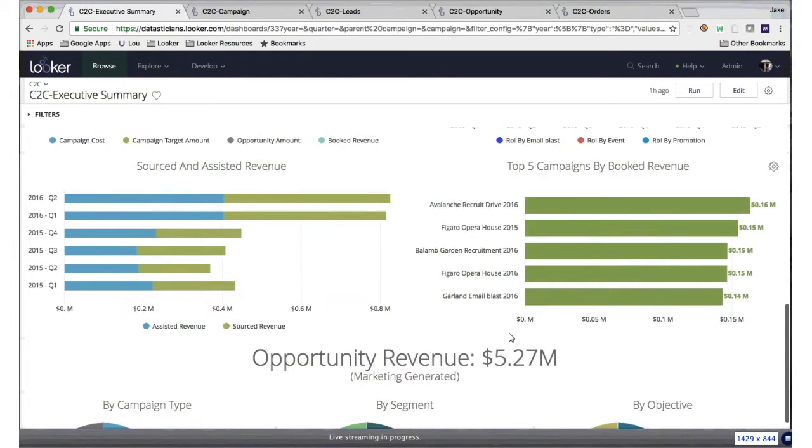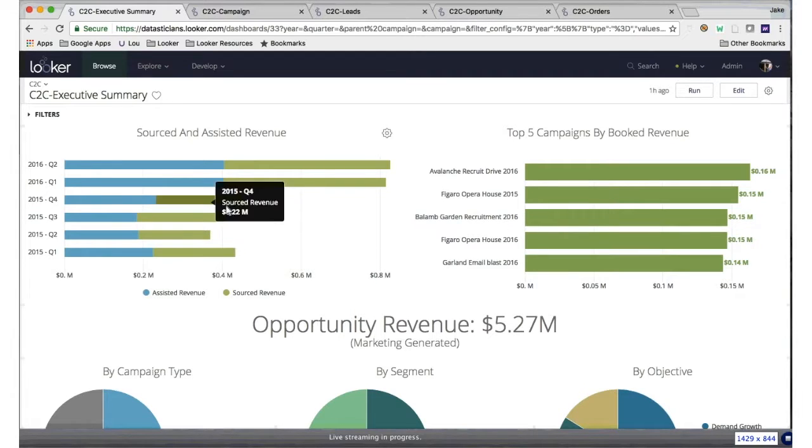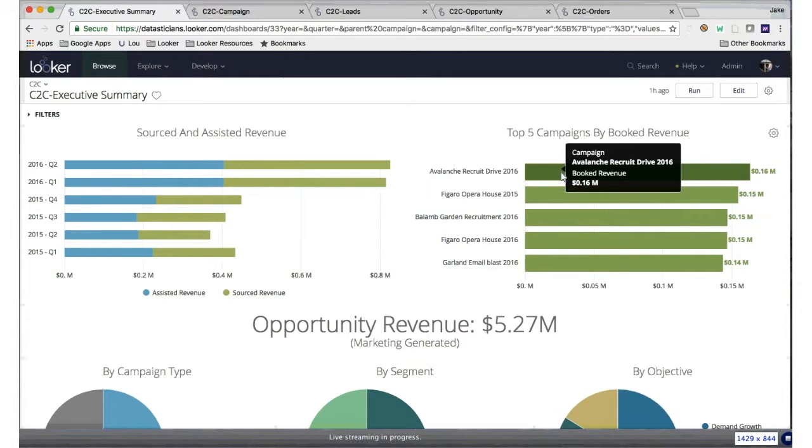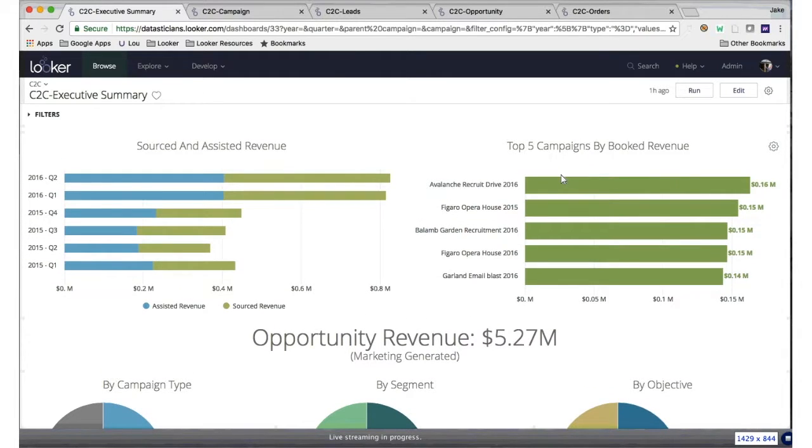Furthermore, we can look at revenue by whether it's assisted or sourced. So is it assisted by the marketing campaigns or sourced elsewhere? We can look at the top 5 campaigns by revenue. And again, this is the kind of thing I like to point out. It looks trivial at the dashboard level, but is actually pretty significant because we've taken the top of the funnel campaign and we're looking at booked revenue together. So we can see what campaign gave us our most revenue. It looks like Avalanche Recruit Drive was successful. So now we have some information about that.